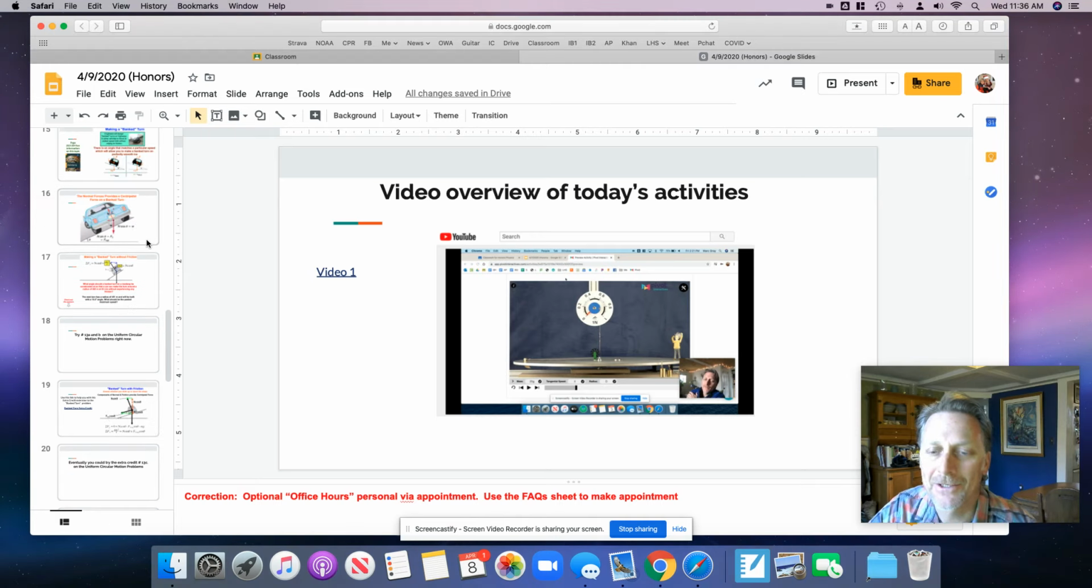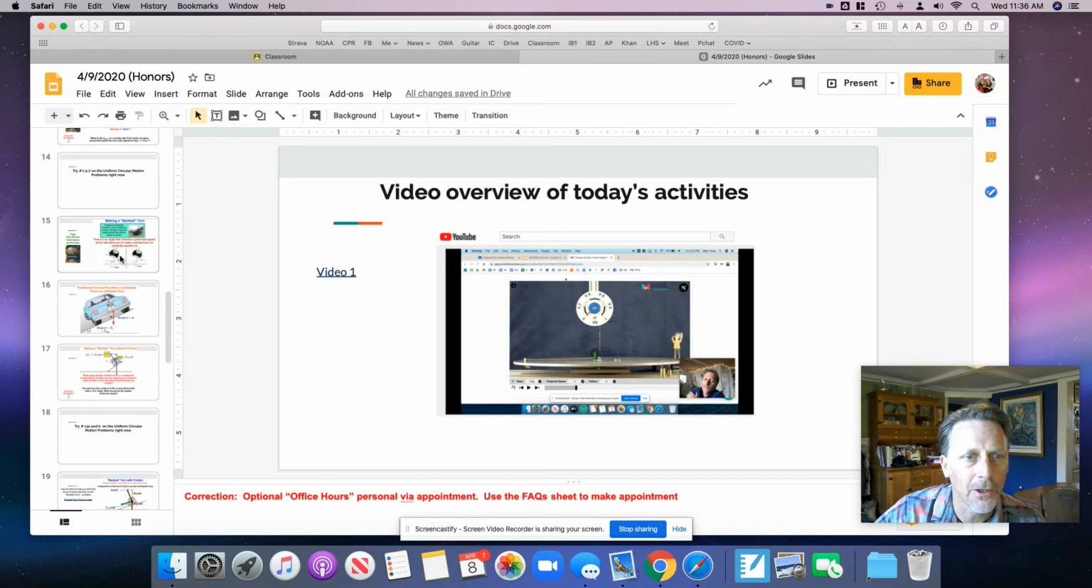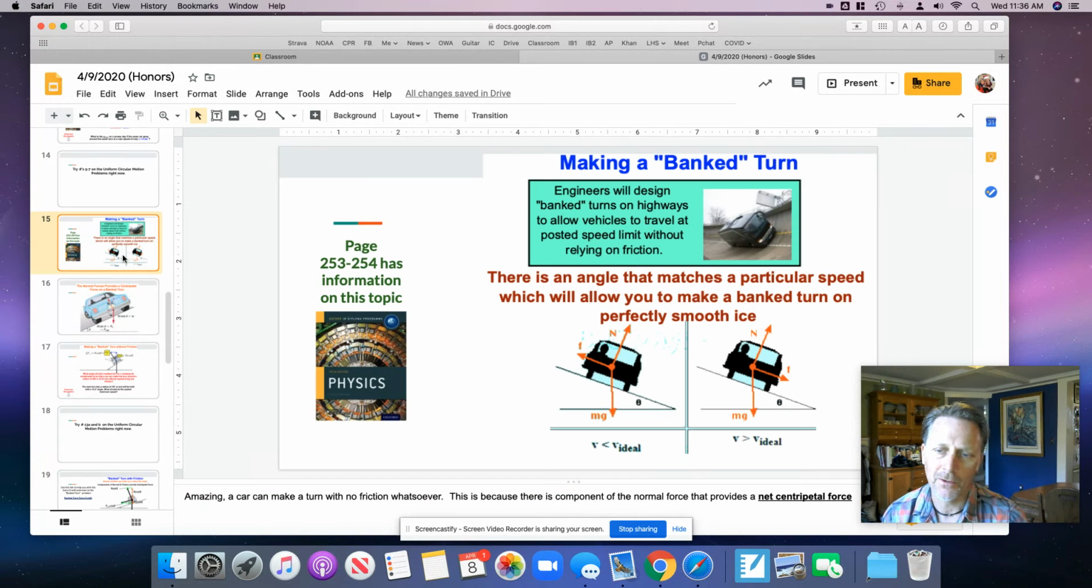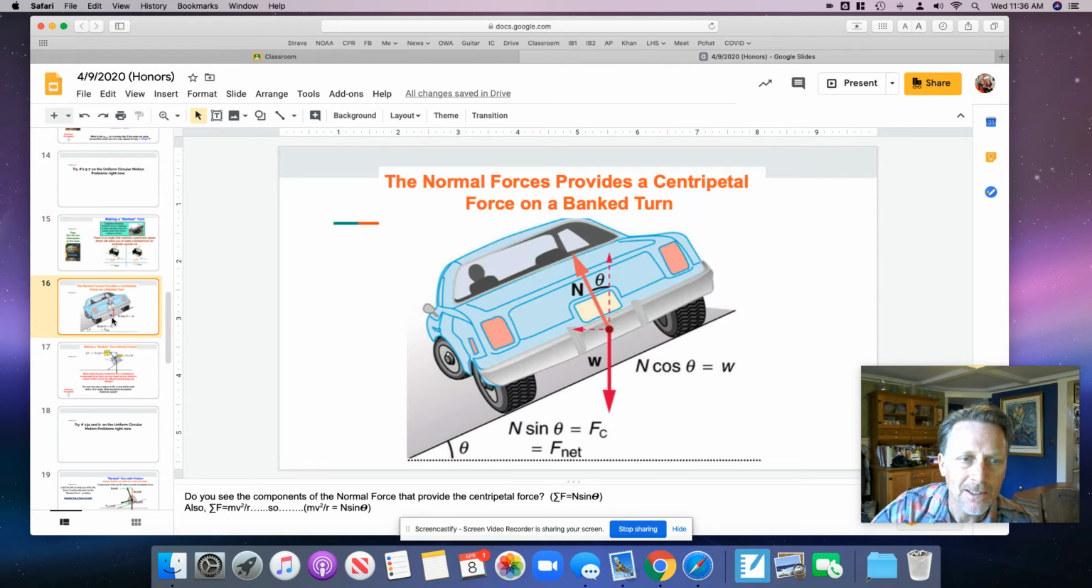Okay, guys. So I just want to continue where we left off with our last video. We're talking about this idea of going around the turn unbanked, at a banked turn perfectly smooth. The reason you can do that is because there is a component of this normal force which provides a centripetal force. In this picture, you've got your car going around a banked turn. It's kind of driving into the screen.